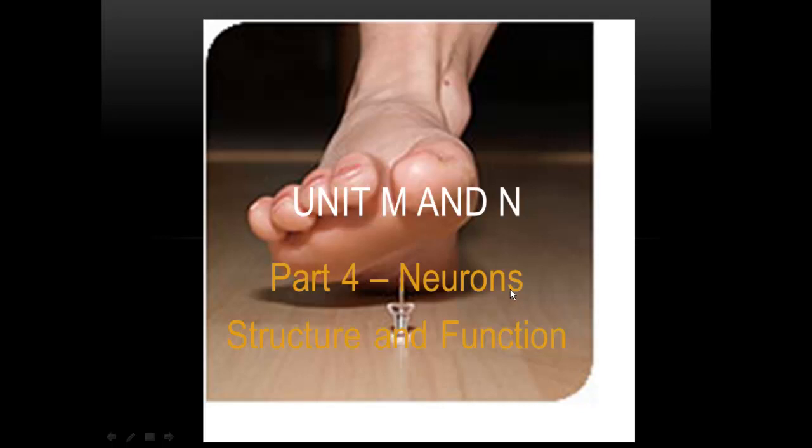I think we've all, one time in our life or another, stepped on a tack or stubbed our toe or even bashed our head against an open cupboard, and we might have a quick reaction, a quick response before we even appreciate or sense the pain. This is going to be the discussion of this part 4 of Unit M and N, the nervous system. We're talking today about neurons, structure and function, and how they work together to make something like the reflex arc, something that you do when you step on a tack.